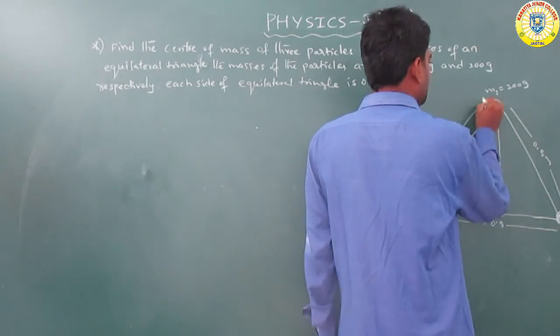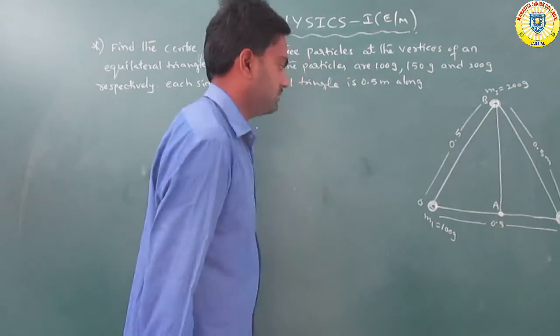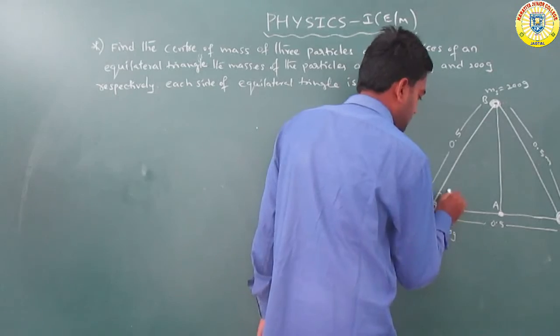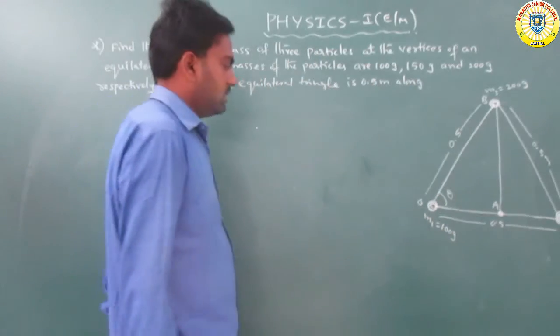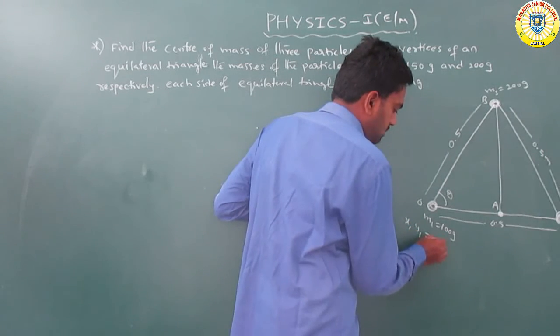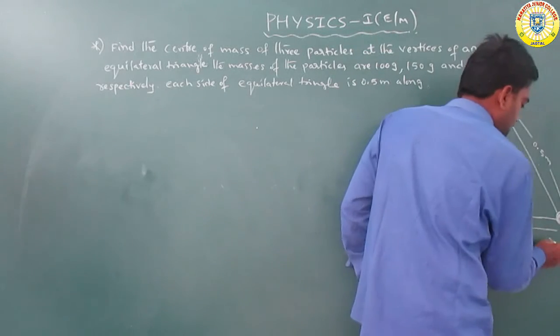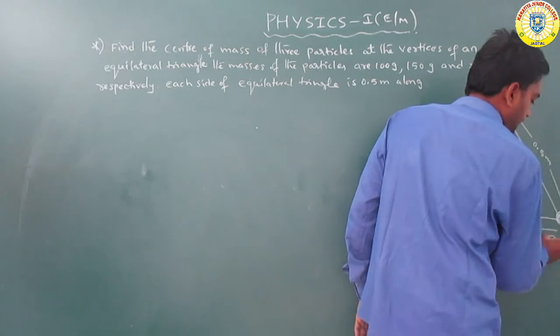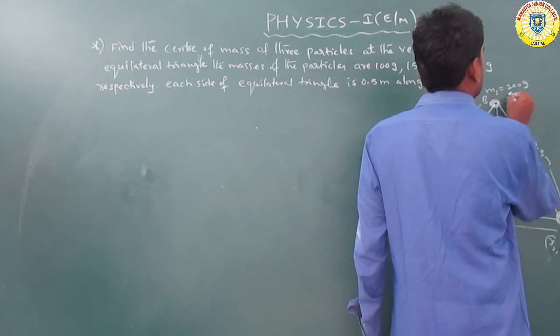A, B, C is taken. Okay, equilateral triangle. So here the coordinates x1, y1 is equal to 0, 0, and x2, y2 is to be found out, and x3, y3 is to be found out.